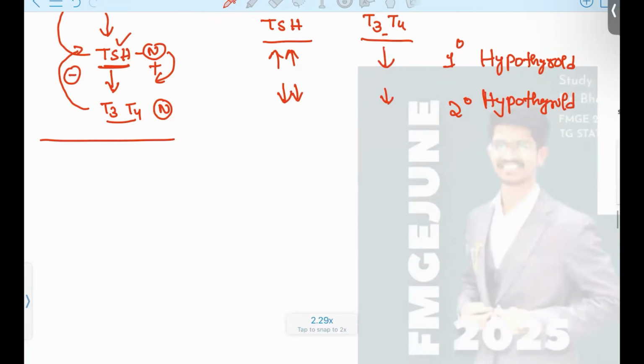Moving on to hyperthyroidism, which is opposite to that: in hyperthyroidism, T3 and T4 are more. So it will send signals back to the TSH, and TSH will come down. T3 and T4 might be normal, that is why it has to decrease. This is how TSH will be presented in primary hyperthyroidism. In secondary hyperthyroidism, again, both will be increased here.